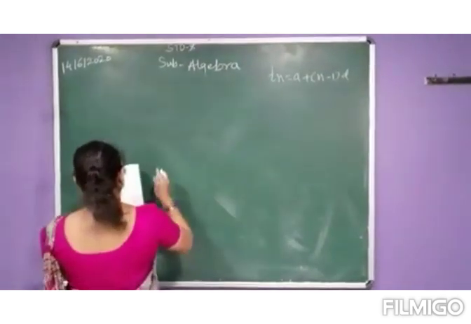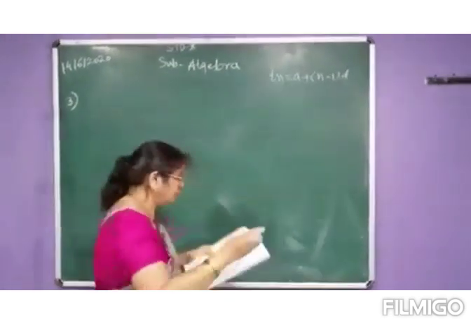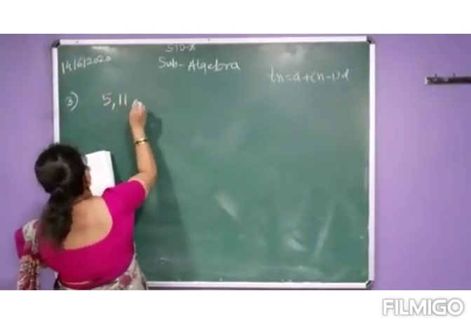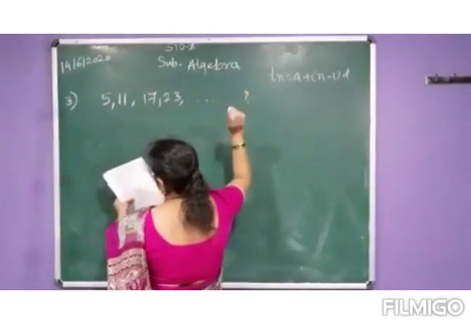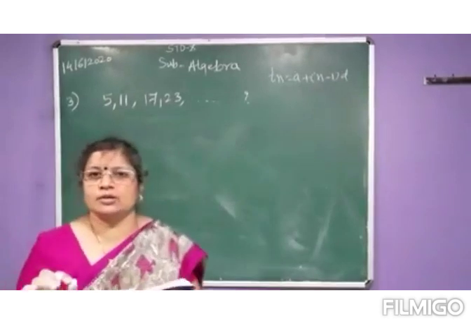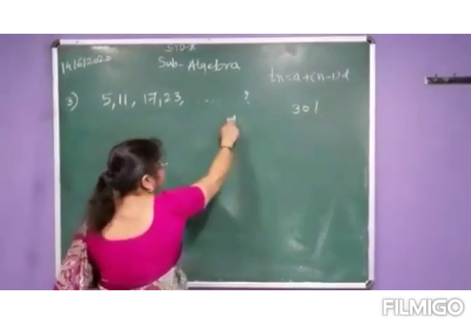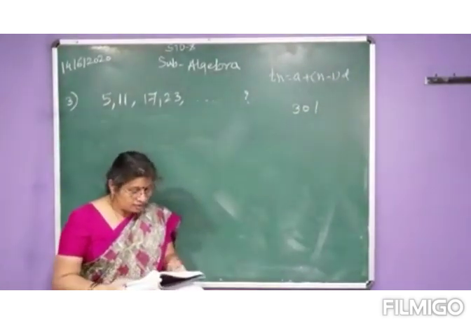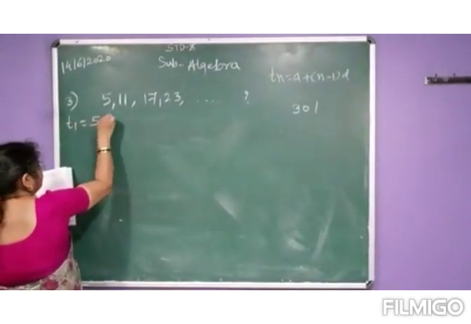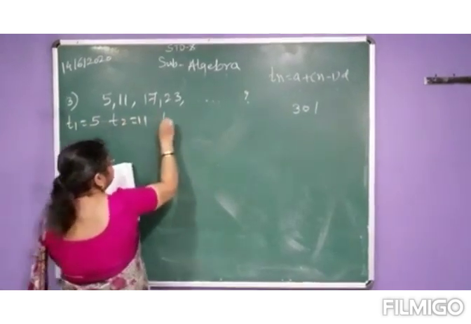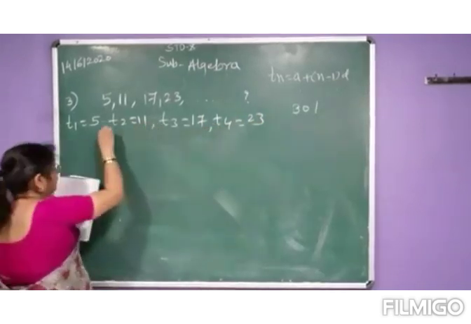Check whether 301 is in the sequence. That means the sequence is given: 5, 11, 17, 23. This is the sequence, and what we need to check is whether 301 is there in this arithmetic progression or not. Now for that, first we will write T1 is 5, T2 is 11, T3 is 17 and T4 is 23.